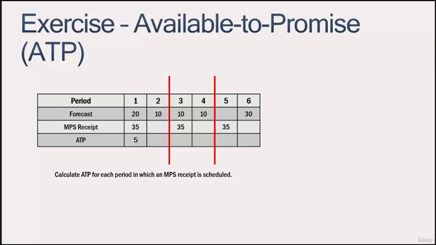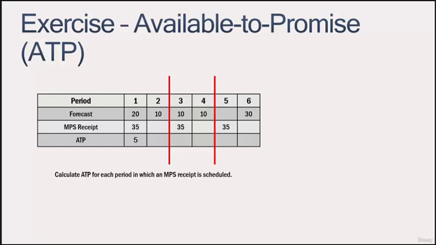Let's go to period 3. We have an MPS receipt of 35 pieces. There's a customer order of 10 pieces in period 3. Looking ahead, the next MPS receipt is in period 5, so this ATP needs to also include the customer order for period 4. This is how the calculation works.